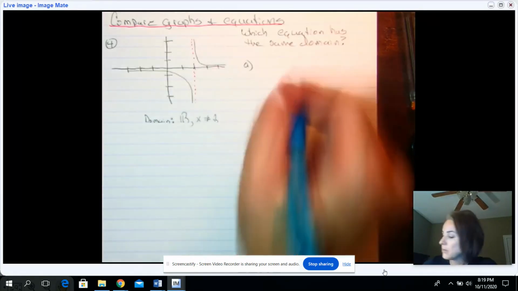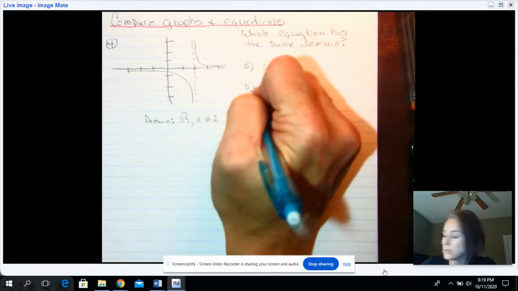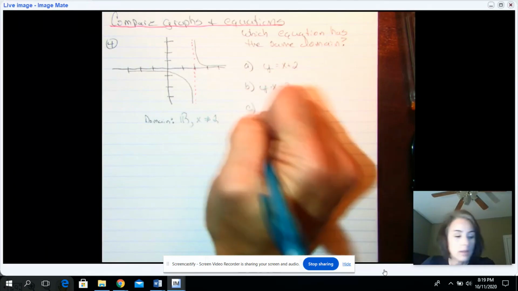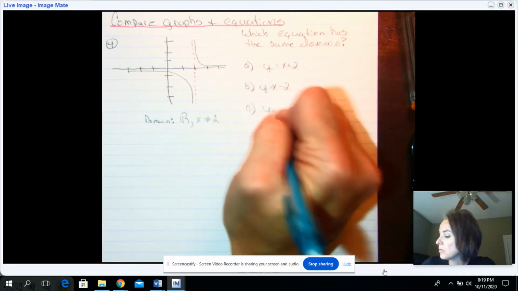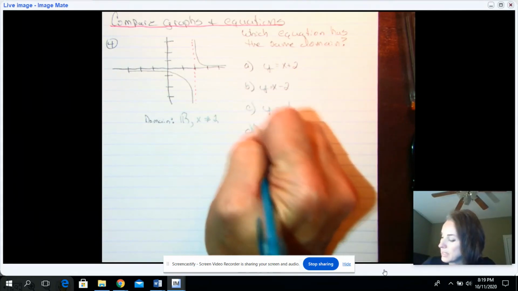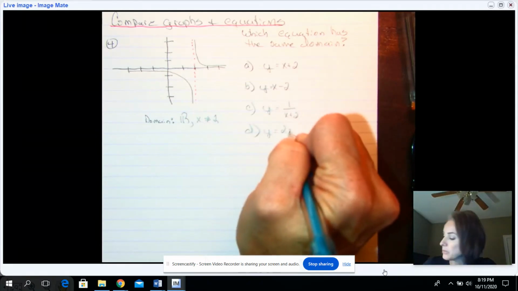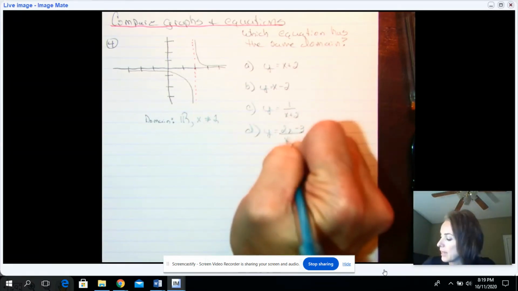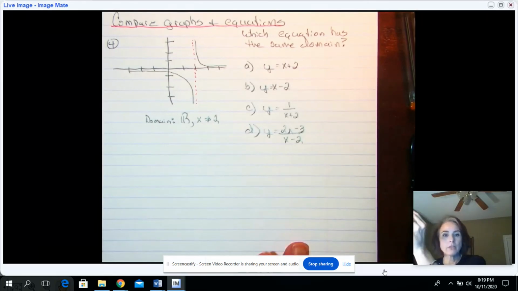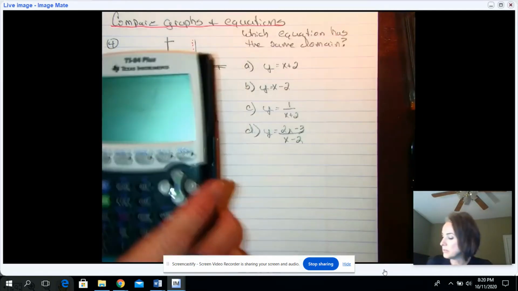The first one is y equals x plus 2. The next one is y equals x minus 2. C is y equals 1 over x plus 2. And then D is y equals 2x minus 3 over x minus 2. Okay, so what you can do here is you can actually put this in Desmos if you want, and I can just do it right here.